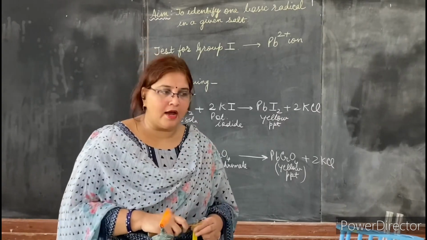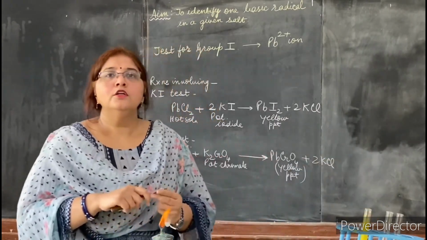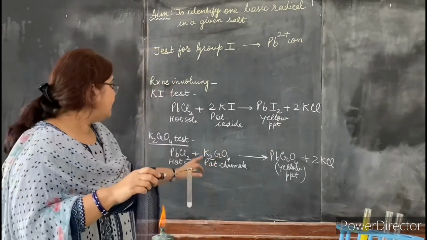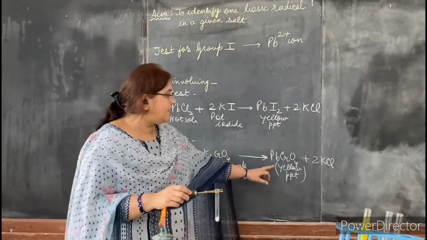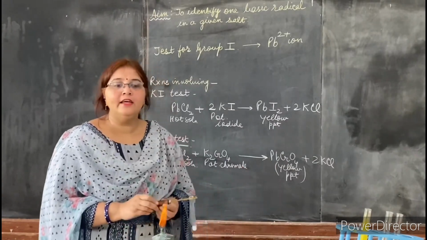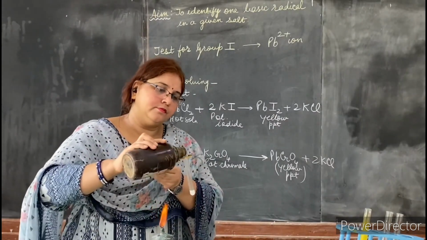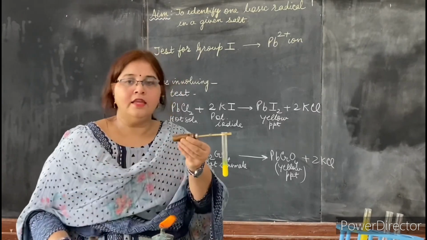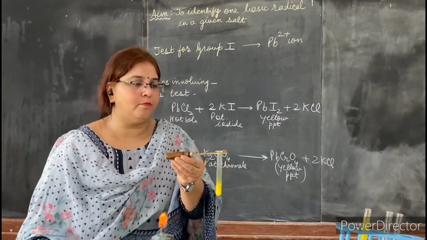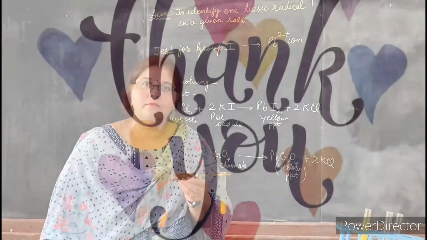To the other part, add potassium chromate solution and you will get a yellow precipitate of lead chromate. A yellow color precipitate is obtained. This means the lead ion is confirmed.